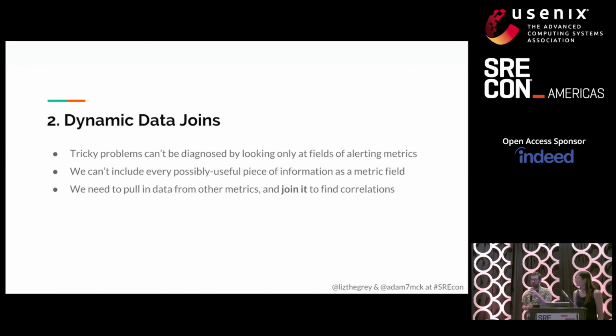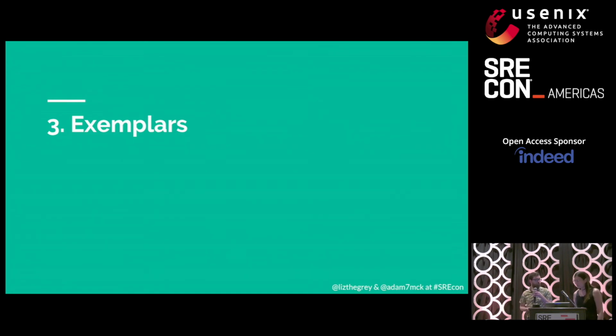We couldn't possibly include every single piece of information with every single metric. So what you should really be thinking about doing is exporting a lot of peripheral information, like the kernel version here, as much as you have really, and then joining it back together with the alerting metrics at query time, if possible.